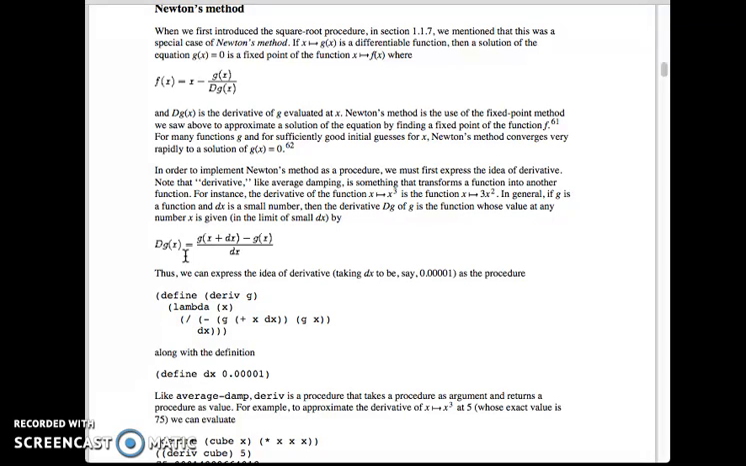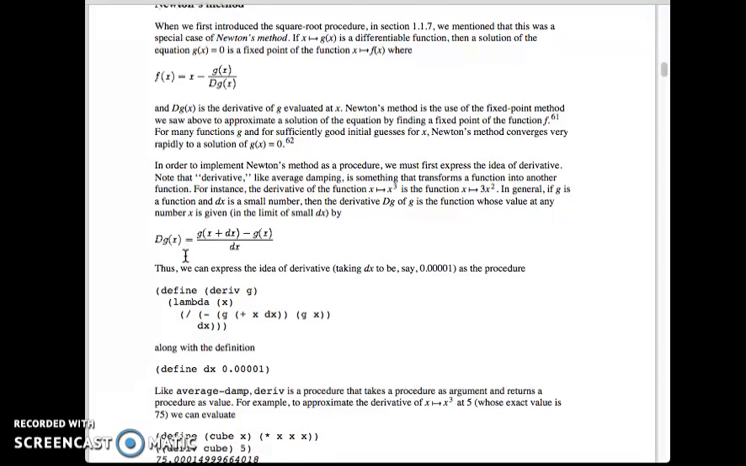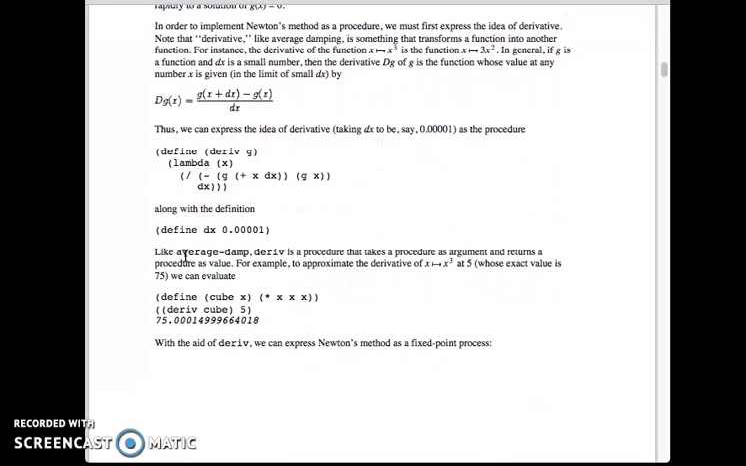Newton's method is the use of the fixed point method we saw above to approximate a solution of the equation by finding a fixed point of the function f. For many functions g and for sufficiently good initial guesses for x, Newton's method converges very rapidly to a solution of g of x equals 0. In order to implement Newton's method as a procedure, we must first express the idea of a derivative. Note that derivative, like average damping, is something that transforms a function into another function.